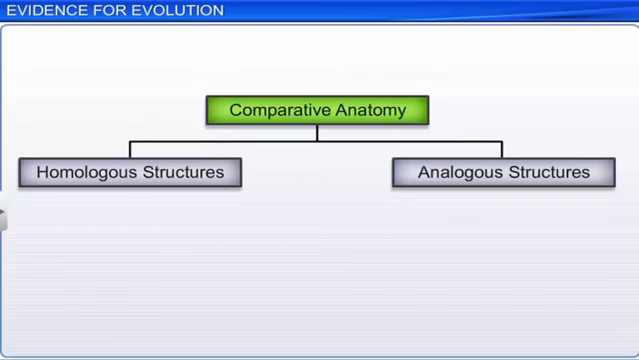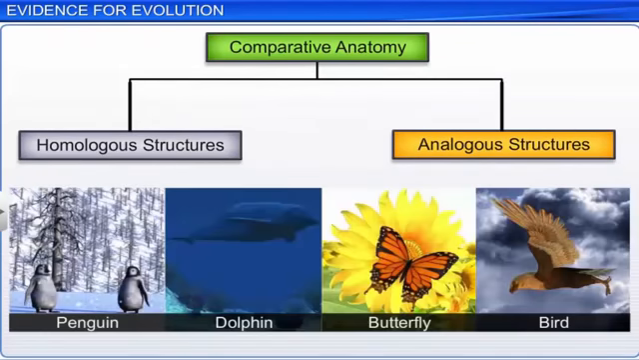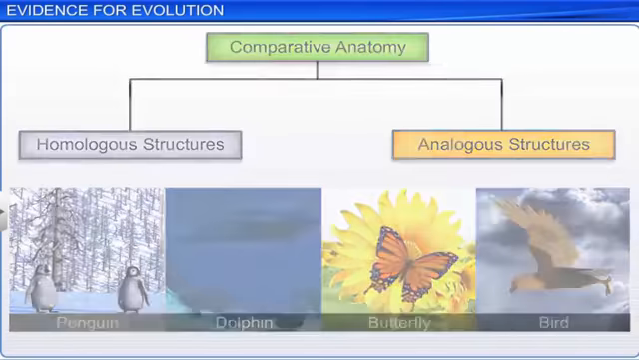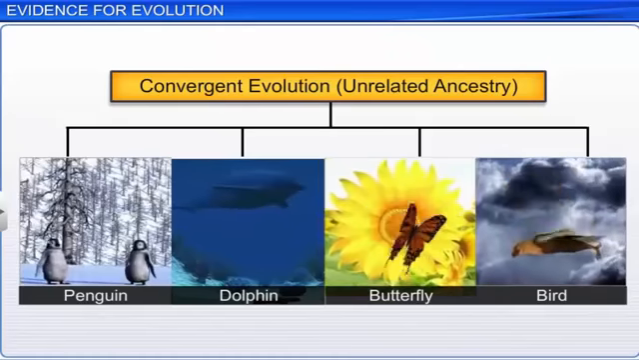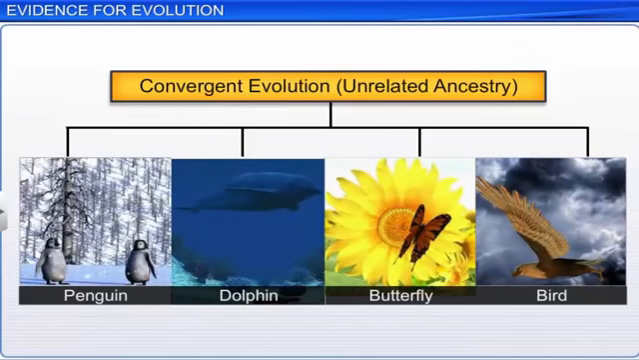On the other hand, when anatomically different structures evolve to perform similar functions in different organisms, they are known as analogous structures. For example, the flippers of penguins and dolphins and the wings of butterflies and birds are analogous structures. Since these animals have similar structures but unrelated ancestry, they point to convergent evolution.